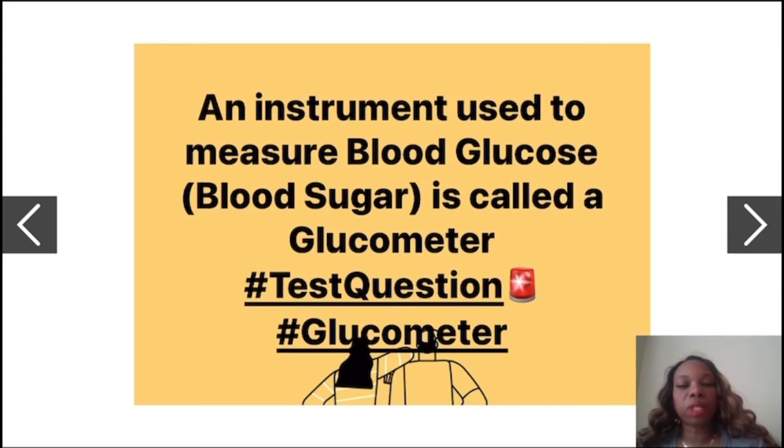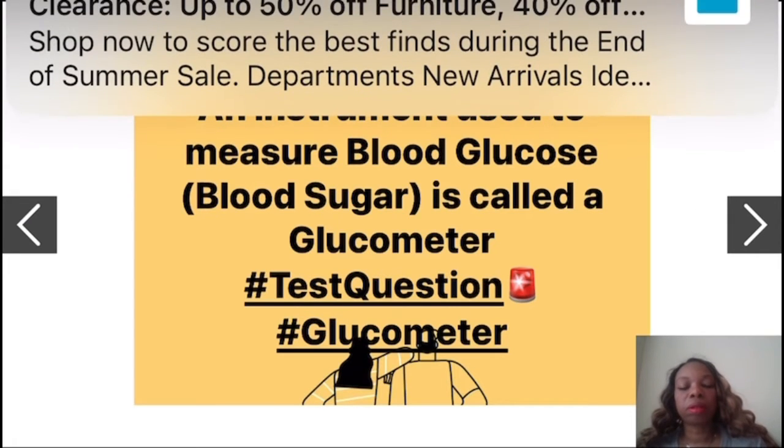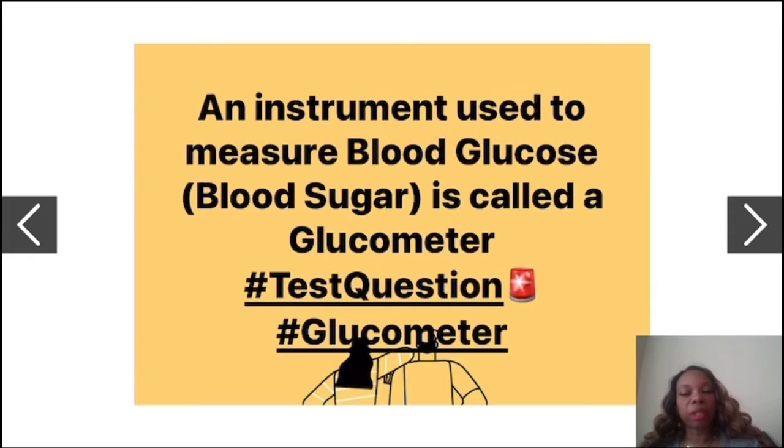An instrument used to measure blood glucose or blood sugar is called a glucometer. A glucometer is used to check blood sugars on patients who have diabetes. It's been seen on a state exam, and you should be familiar with a glucometer, which could also be considered an Accu-Check monitor.